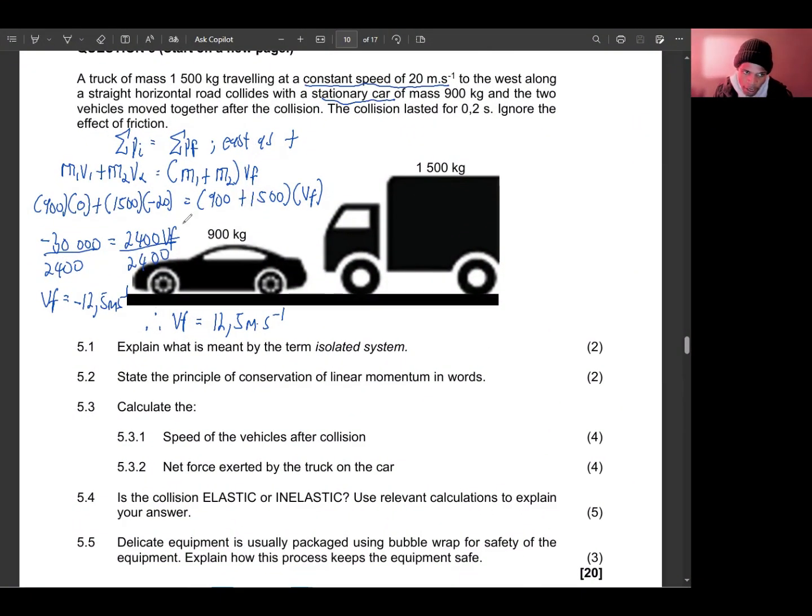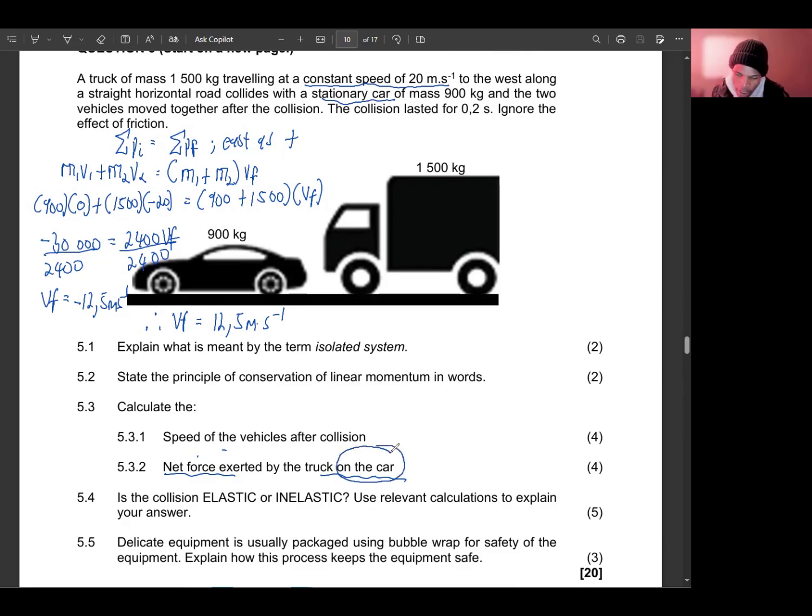I mean, the truck and the car. So both of them are vehicles. Then, net force exerted by the truck on the car. Now with this one, it's up to you. You can either calculate based on what is being experienced by the truck or what is being experienced by the car. But then in cases like this, net force exerted by the truck on the car, right?